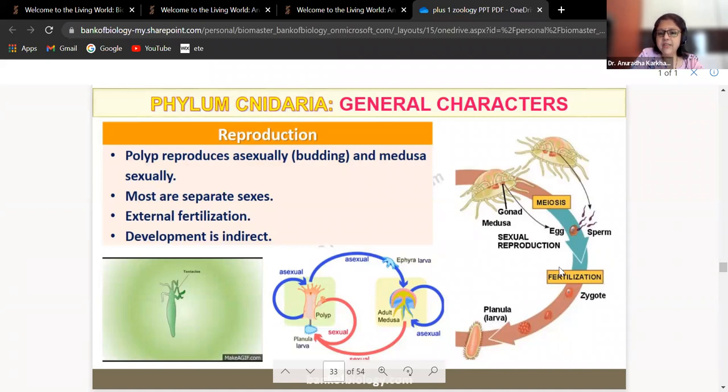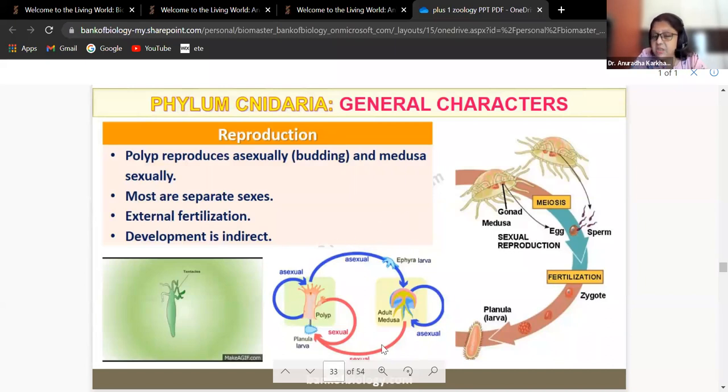Means what? The fertilization will take place in the water body, not inside the organism. So here the zygote would form. Zygote would develop into planula larvae. Planula larvae will eventually form a polyp. Did you understand? Polyp to medusa, medusa to a polyp. This is continuously going on.